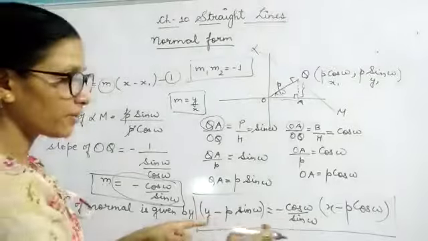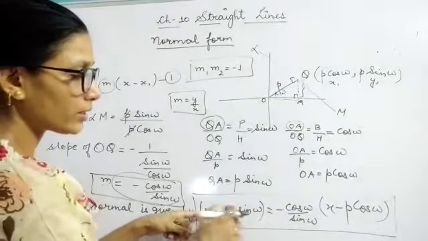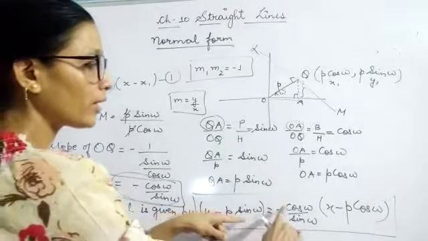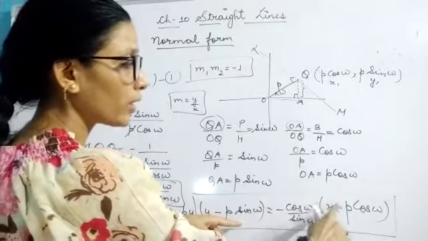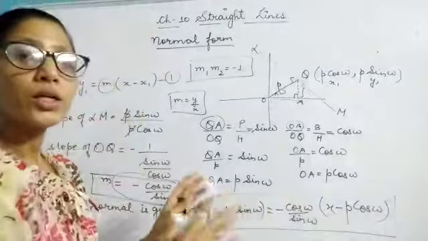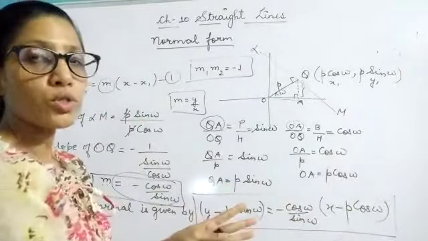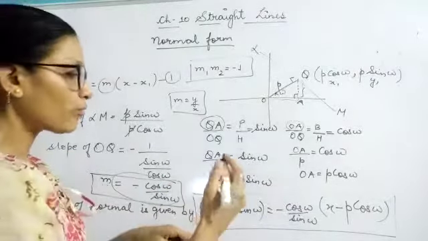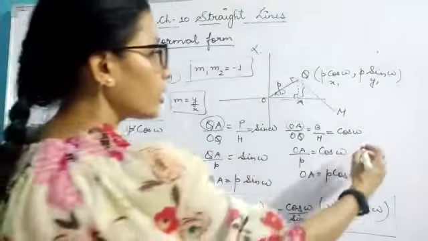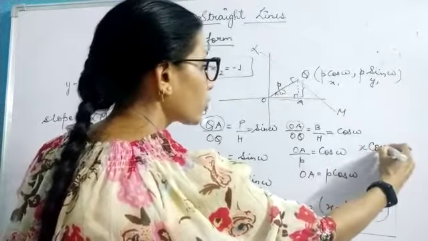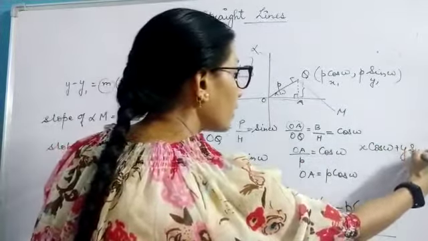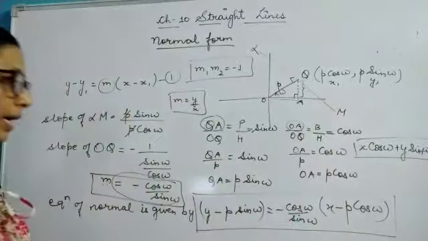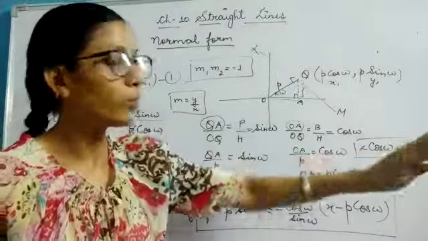On further simplification, if you multiply sine omega to this side, then this will become y sine omega minus P sine square omega, and here you will get minus x cos omega plus P cos square omega. You will then take P cos square omega and P sine square omega to one side, and it will convert into 1. So finally, after solution, you will get your equation as x cos omega plus y sine omega equal to P.